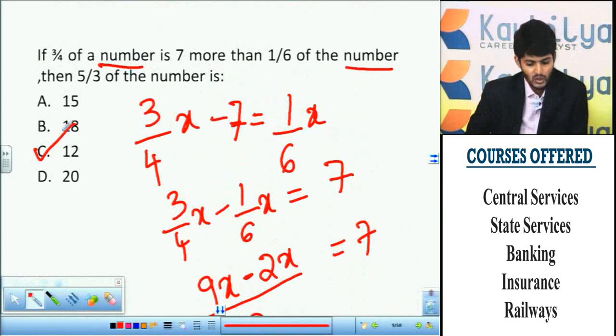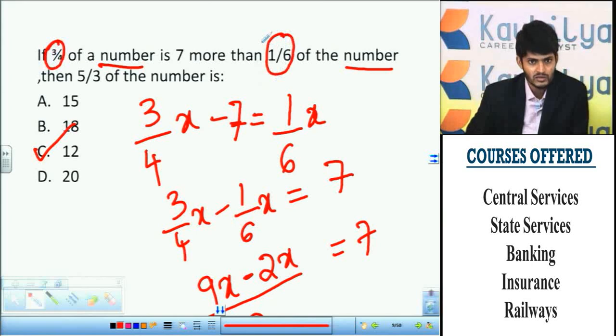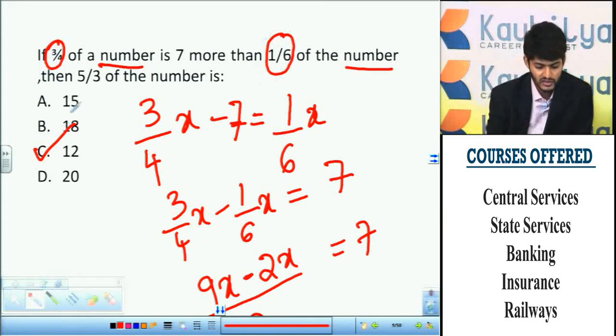So if I have to tell you a better way of solving the same problem, since I am calculating 3/4 of the same number and 1/6 of the same number, it obviously goes without saying the number should be divisible by both 4 and 6. That means the number should be divisible by 12. In the given options, the first number is not divisible by 12, the second number is also not divisible by 12, and the fourth option is also not divisible by 12. So even without doing all this calculation, I can get the answer as 12.